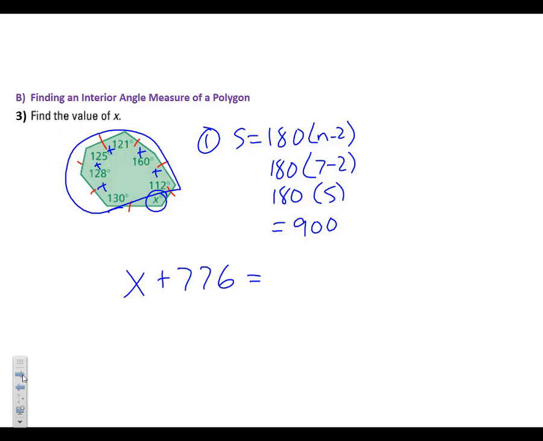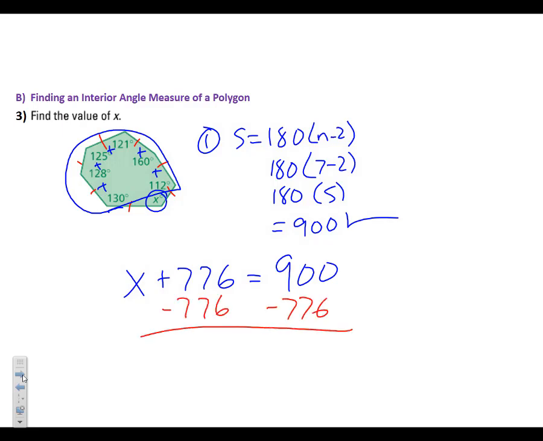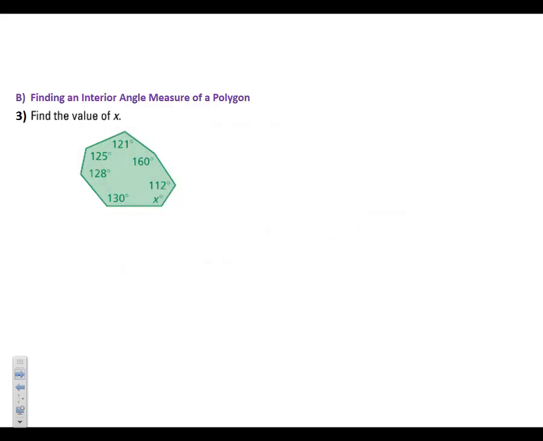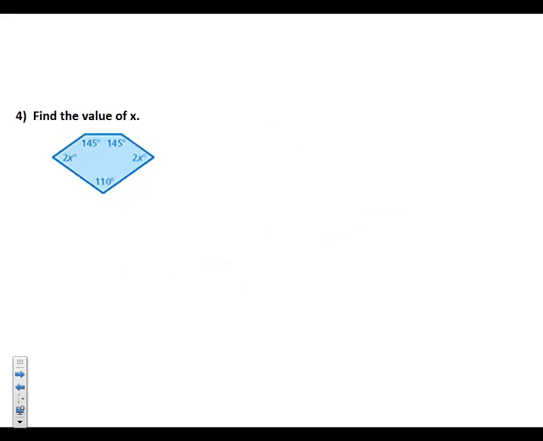And we know that when we add all those angles together, it's got to equal 900. We found that out in the first step. So now all we have to do is subtract 776, and we get the fact that that angle that we didn't know, we now do know as 124 degrees. One more time, find the value of x.